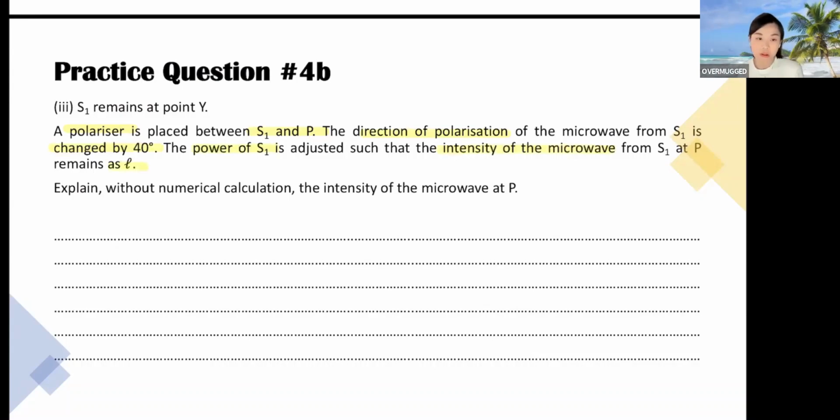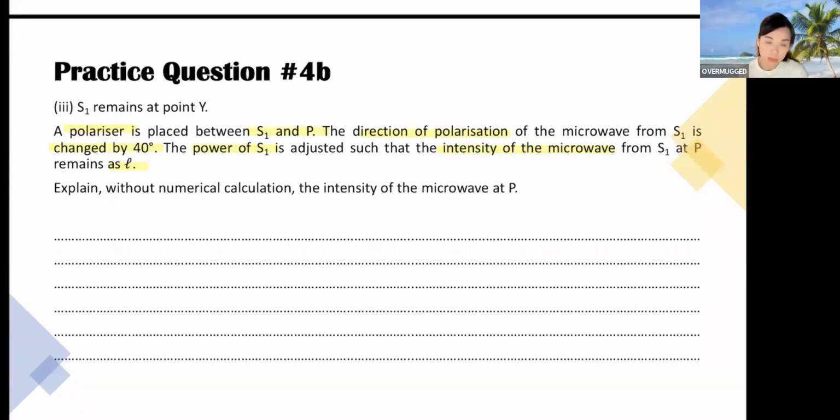So when you change the polarization of your S1, it changes the angle of your wave. And when the angle of the wave is changed, some of your microwave will actually be blocked by the polarizer. So the power and the intensity of the wave will actually be affected. But to make sure that the intensity remains the same, you therefore need to change the power.